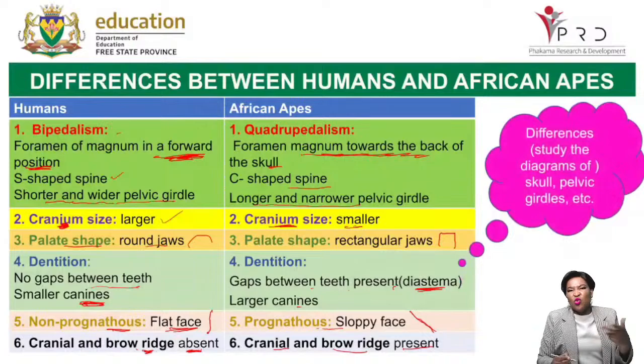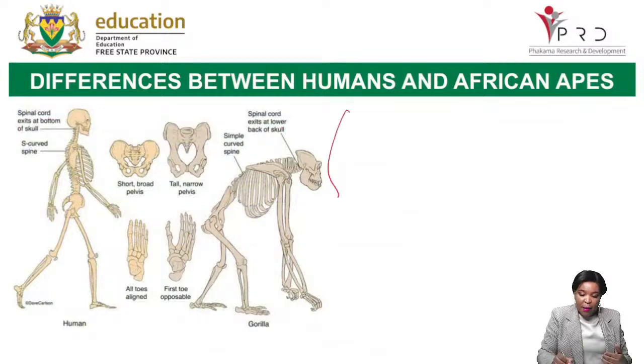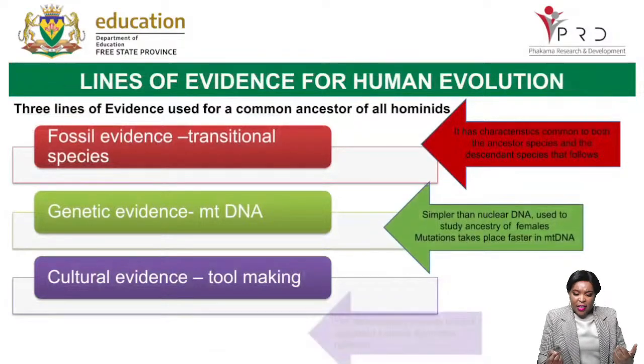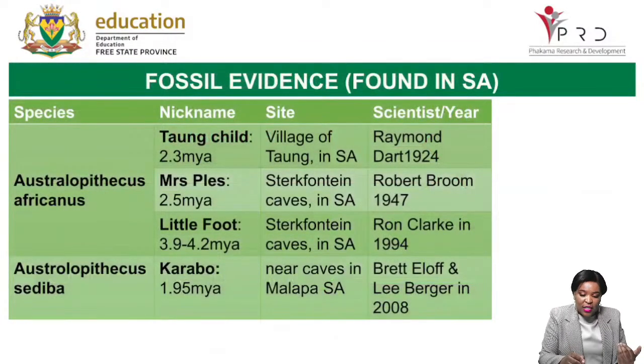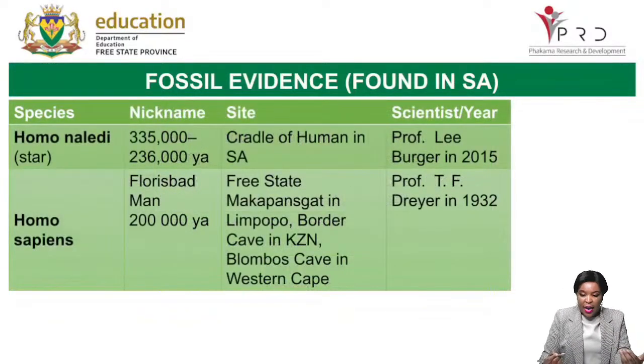So here I'm expecting you to get total marks when you are asked about the differences and the similarities. This is what we were talking about. All of these bones, you must be able to differentiate them according to the way we've just differentiated. Things that you need to look out for also: fossil evidence. What fossil evidence was used, and then the genetic evidence, mitochondrial DNA, and tool making. So you're going to study this. Study the table, the fossils that are found in South Africa, and be able to know the scientists that found them, when and where. That is what you need to study.